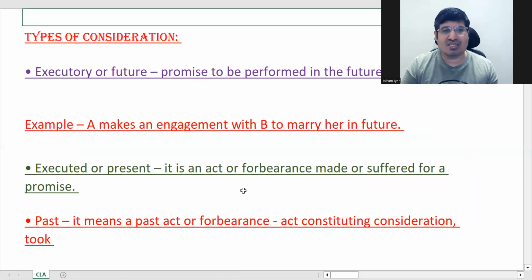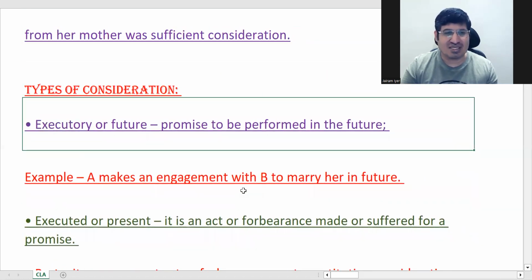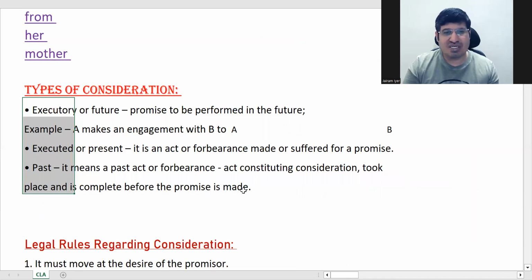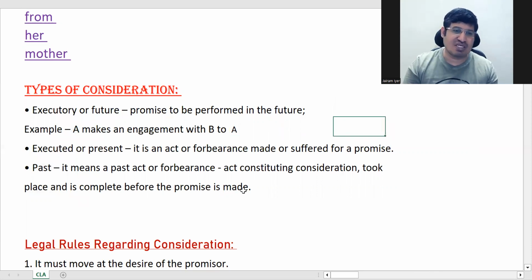Three types of consideration are there. Just remember it as it is. If types of consideration is asked, it will be like 4 marks or something. You just have to write a little bit. That's all. So this is your types of consideration.